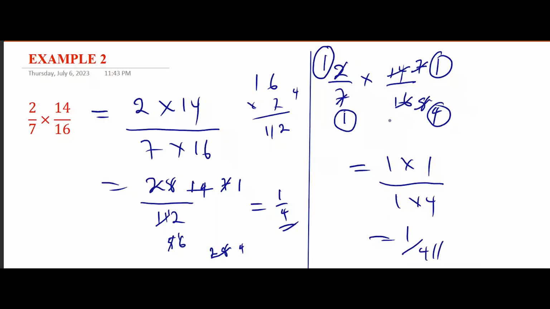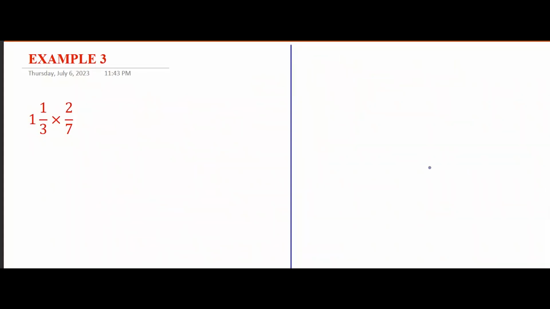So can you see the reason why you need to check if you can reduce the fractions before you multiply the numerator by the numerator and the denominator by the denominator? When you do that, it simplifies the fractions and you can easily get your answer. So let's look into the third example.